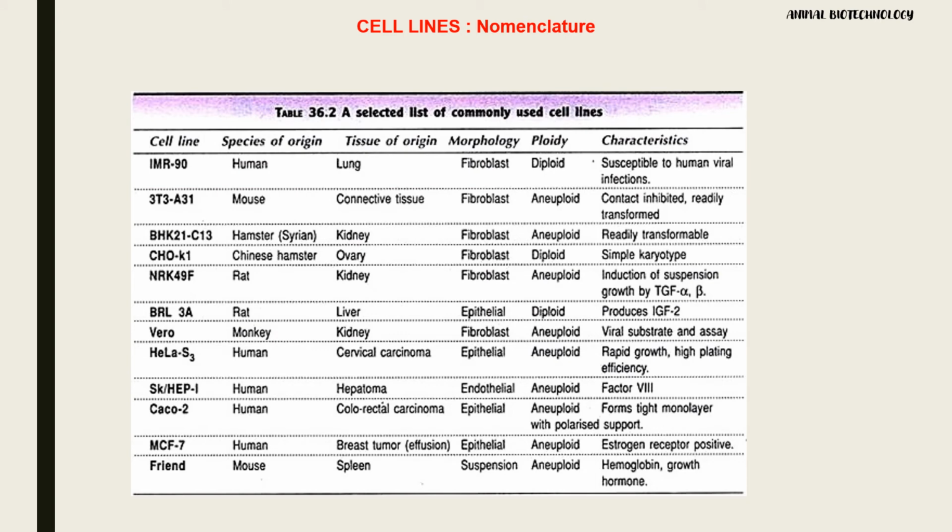The table here shows the list of commonly used cell lines with their properties. The cell lines are maintained by subculturing and this depends upon whether they are monolayer or suspension cultures. The methods of subculturing have been discussed in my earlier session. Each cell line should be well documented and maintained.